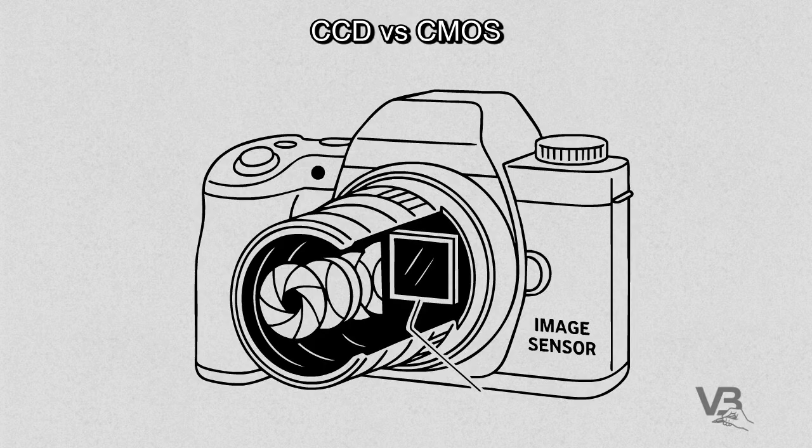3.1. CCD versus CMOS. In the past, professional cameras used CCD sensors because they produced higher quality, lower noise images, but they consumed more power. CMOS sensors, however, are faster, more energy efficient, and cheaper to produce. That's why nearly all smartphones today use CMOS sensors.